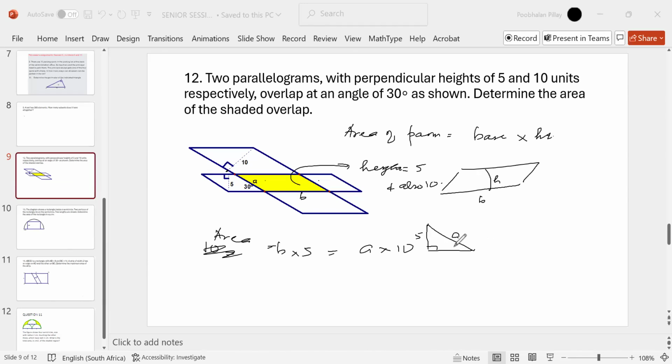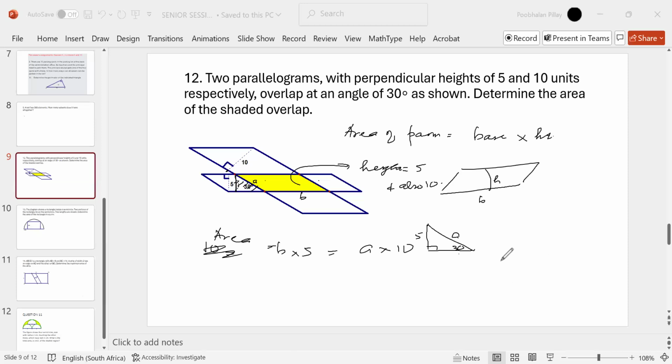It's 5, this is 30 degrees. See? This 5 here, you can take it from here to here. It's also 5. So you've got a little right angle triangle here, with sides of 5. The hypotenuse is A. This angle is 30 degrees.